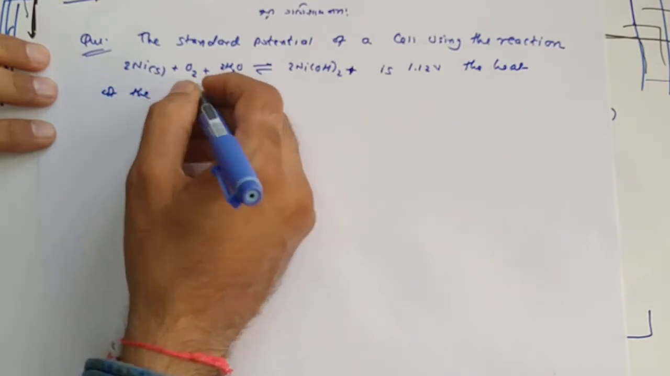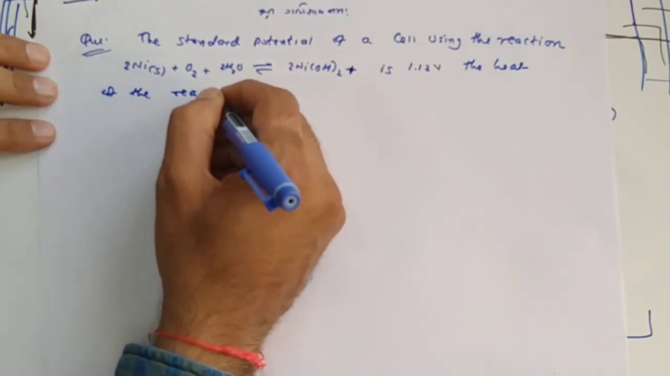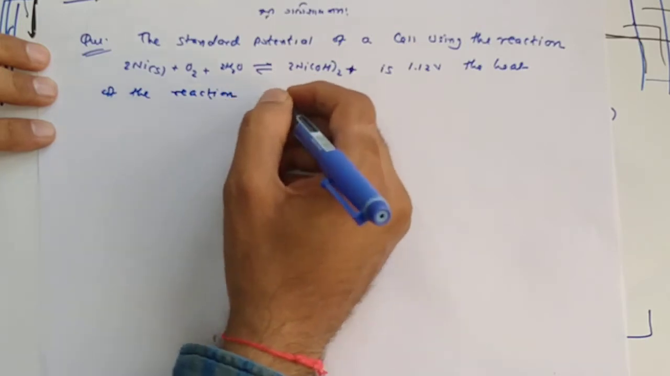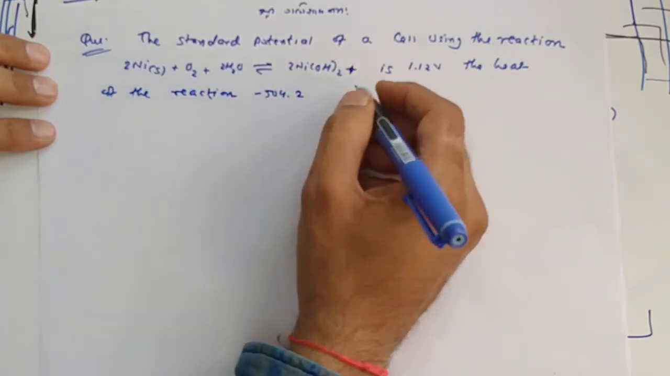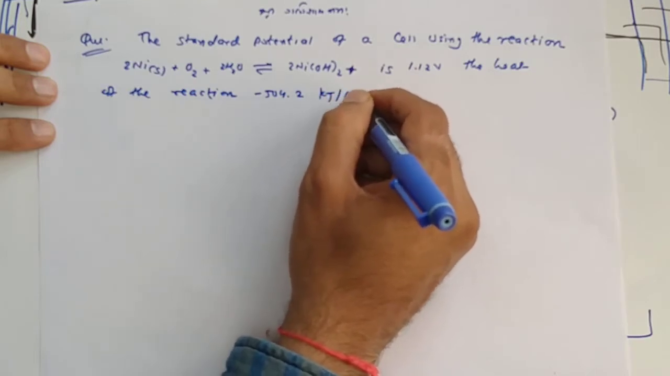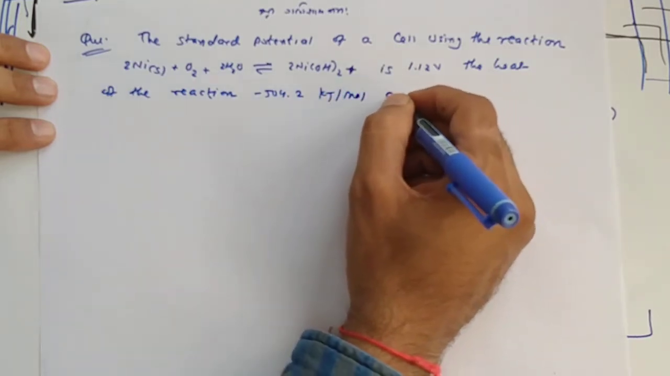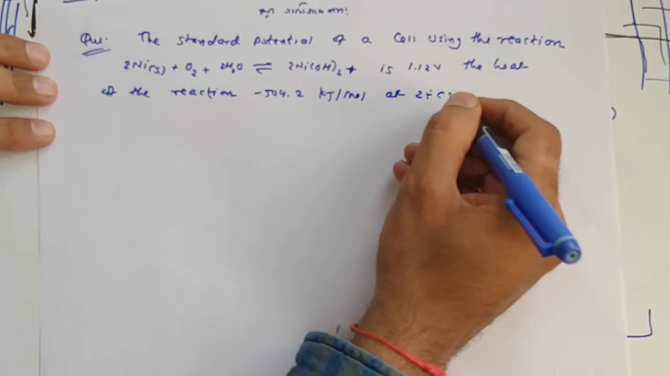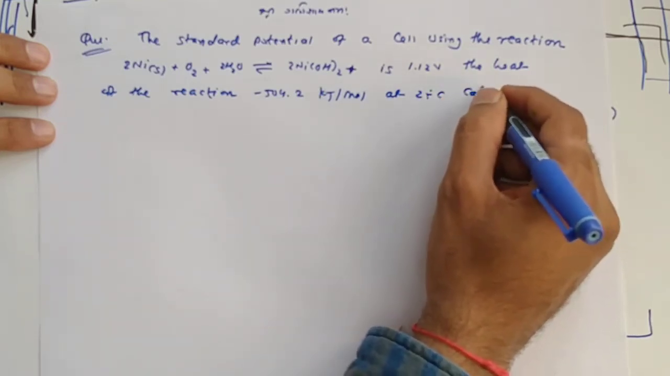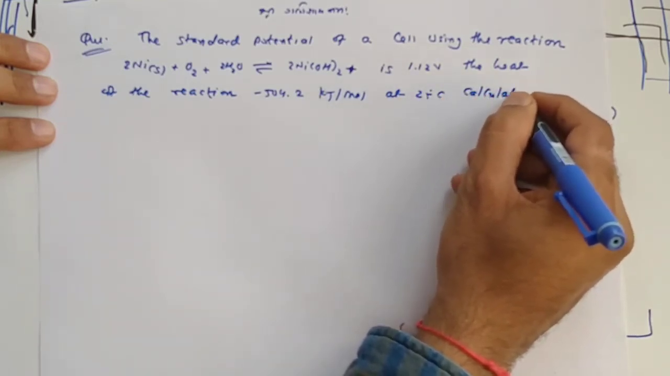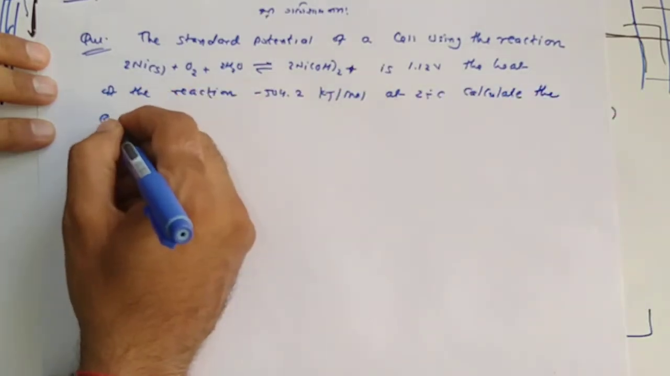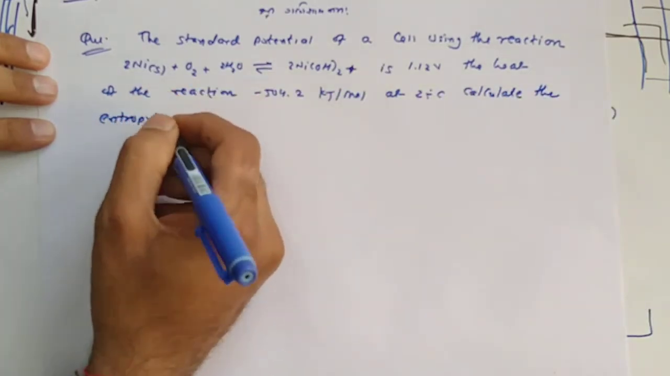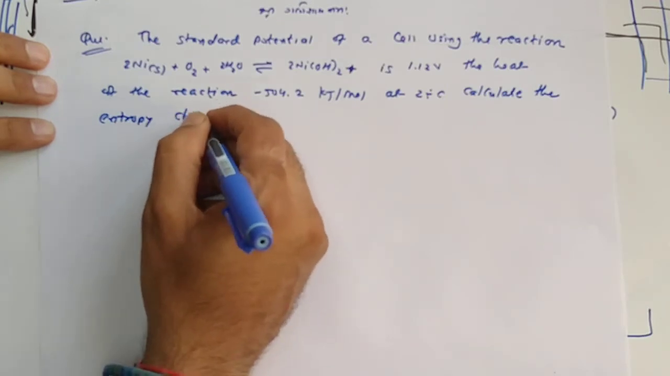The heat of the reaction, heat of reaction means delta H, is minus 504.2 kilojoule per mole at 25 degree Celsius. Calculate the entropy change.